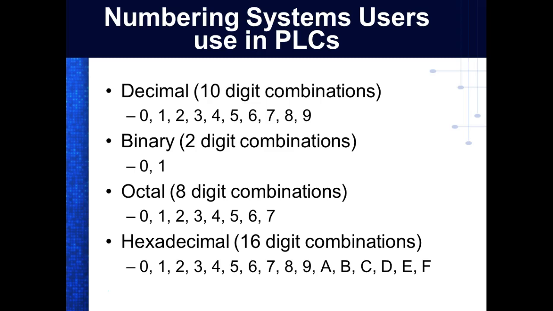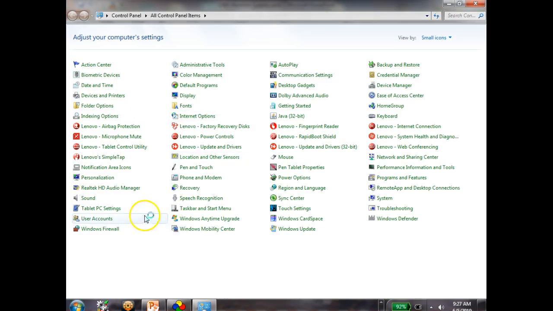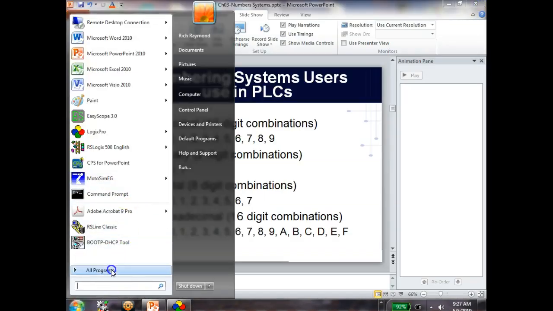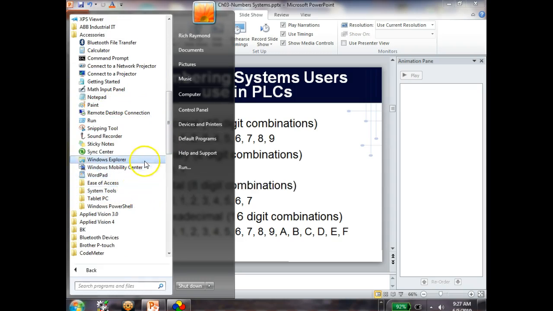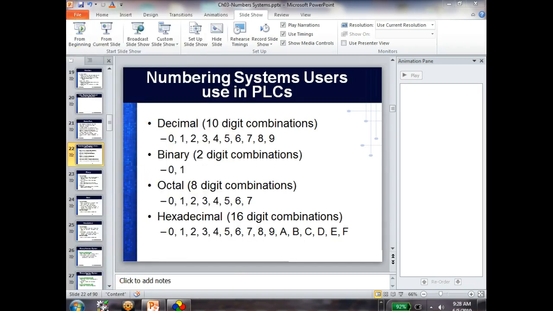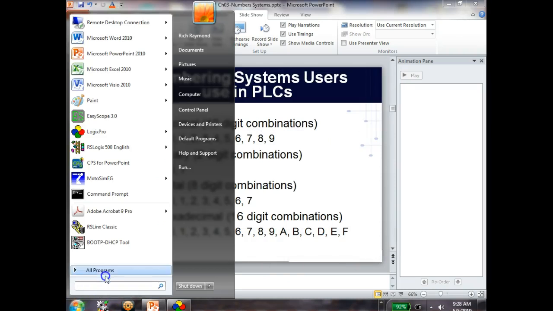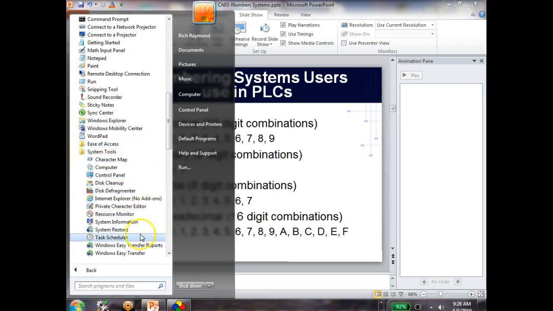Well, here's the 4 bases. And I can show you an example right now. I was one letter down. So accessories, system tools. We're looking for system information.